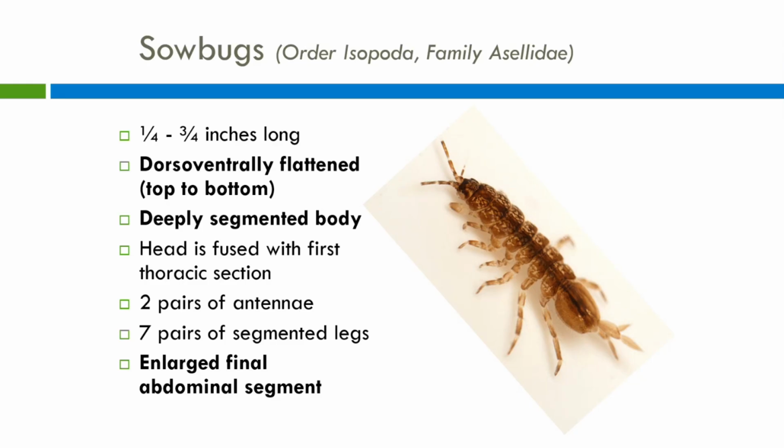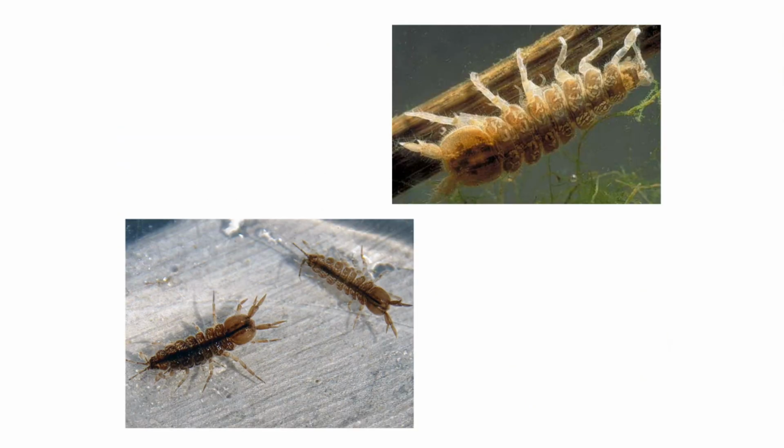But these are not flattened side to side, but flattened from top to bottom. So when you see them, you're not seeing them on their side, you're usually seeing them from the back view. They have a deeply segmented body. Each of these segments, you can see we have a deep indentation between them. These also have an enlarged final segment of the abdomen.